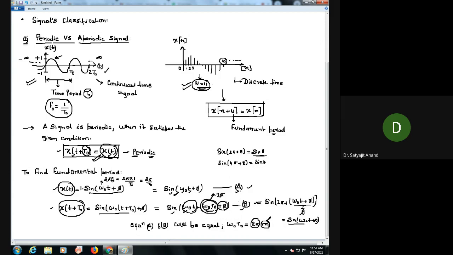Understand? Yes, sir. Okay, so this is the condition at which equation A and B will be equal. So what we can write hereafter is omega naught into T naught is equal to 2 pi m, where m is an integer number. Don't consider decimal values. M is an integer number.